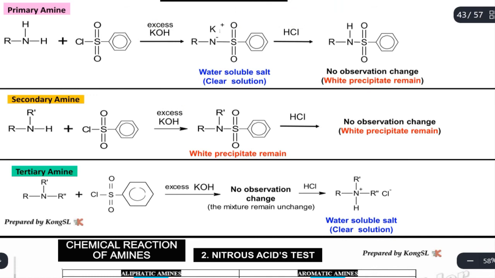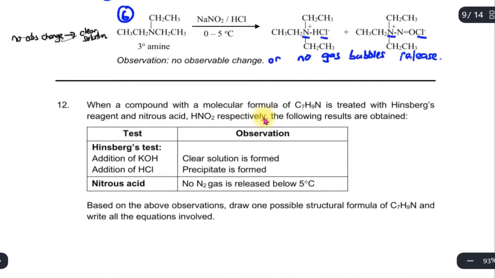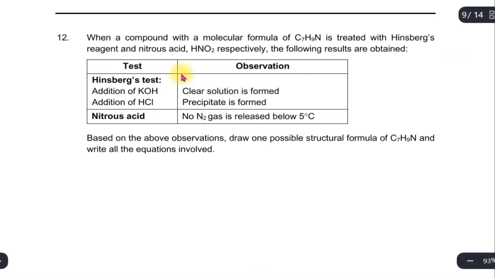Okay, now we go for the last question. Question number 12 is deduce. When a compound with molecular formula, so I always guide you all, you must explain each of the statements. So for this statement, you notice the ratio for C to H is 1 to 1, meaning that this compound has a benzene ring, because the ratio of C and H is 1 to 1. So this compound has a benzene ring.